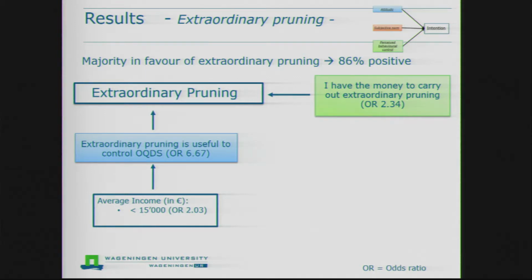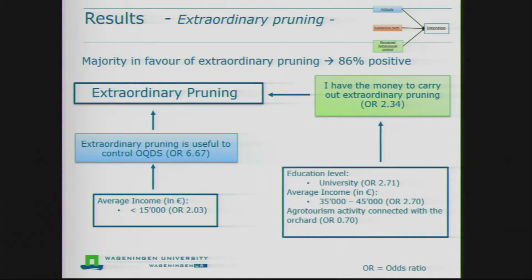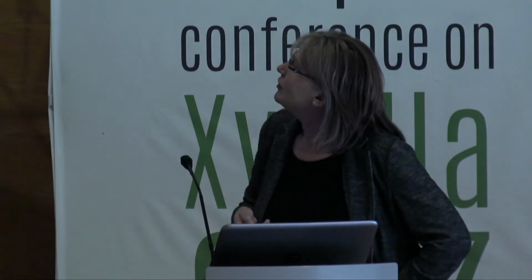The other psychological variable that was relevant here was again the availability of resources. If the grower believed that he has the resources in place, he was 2 times more willing to apply the measure. This belief was significantly influenced again by education level and the level of income. The higher the income level, the more resources are expected to be available.